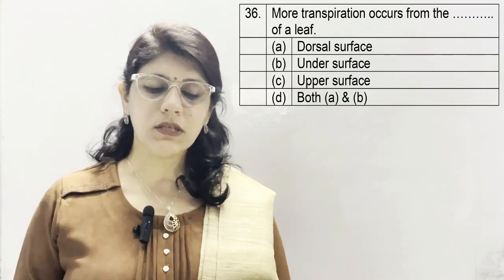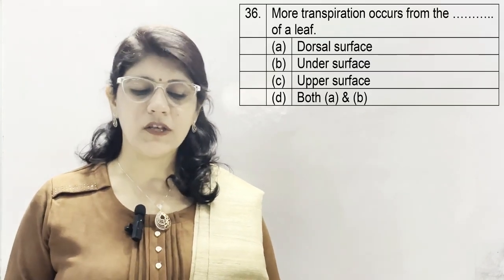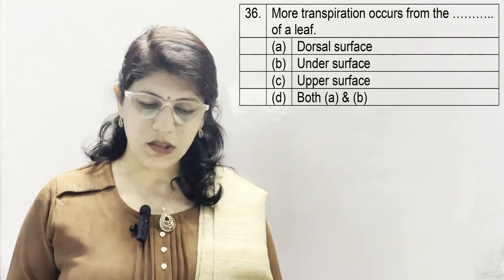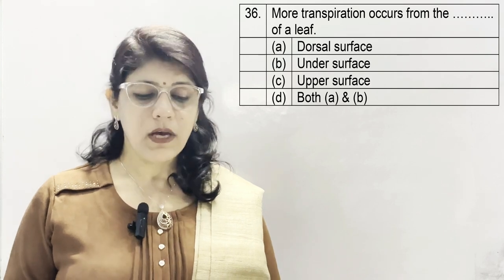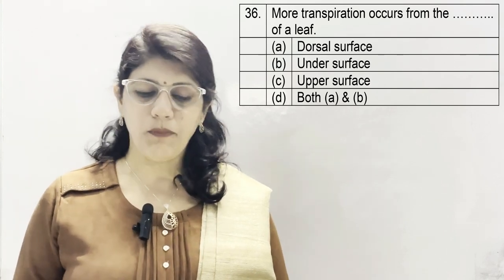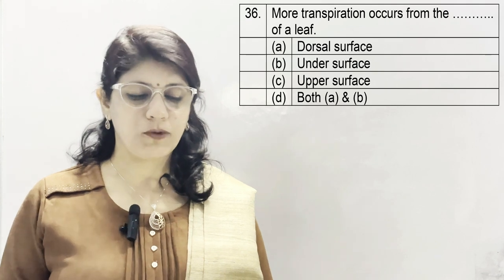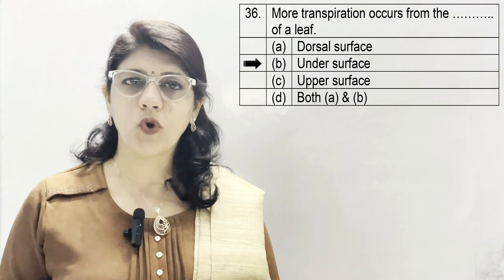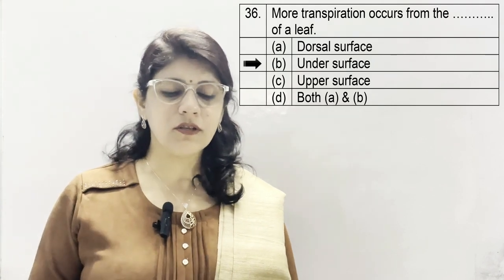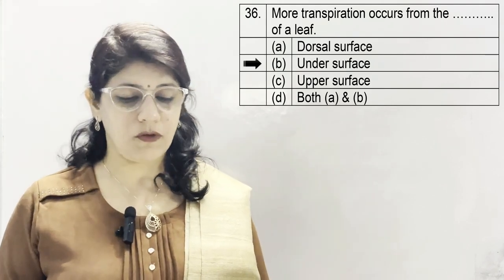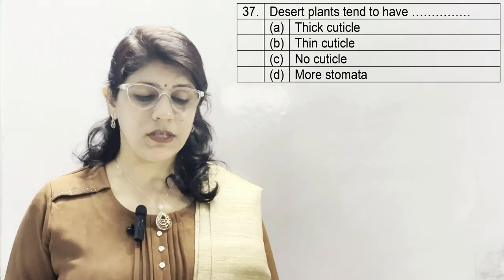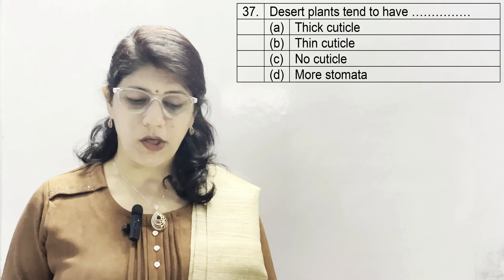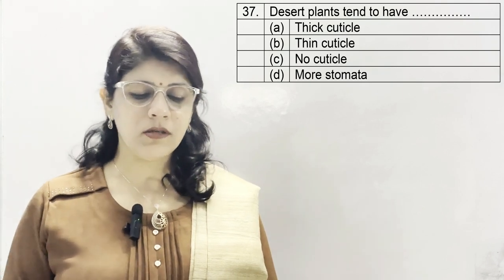In question number 36, more transpiration occurs from the dash of a leaf. A option dorsal surface, B under surface, C upper surface and D both A and B, and the correct option is B, which is under surface, because more stomata are present in the under surface of a leaf than the upper surface.